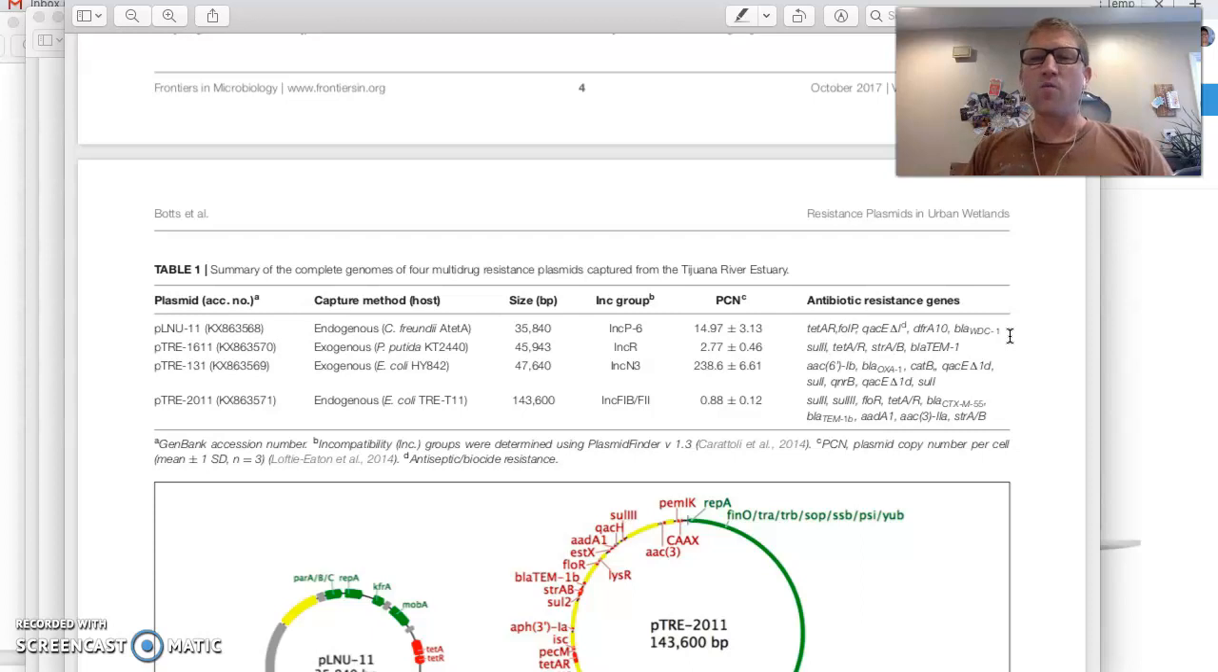Find out, well, what is tetA and R? What's a folP gene? What's this qacEΔ1 or dfrA10 or blaOXA-1 gene? What are all of these resistance genes that were found all on the same plasmid?